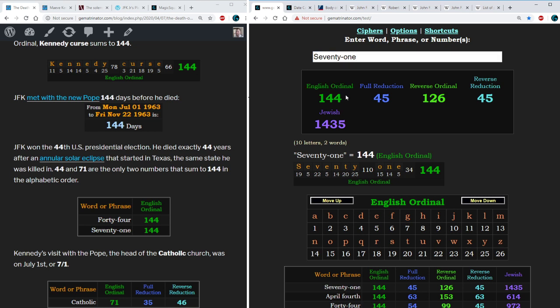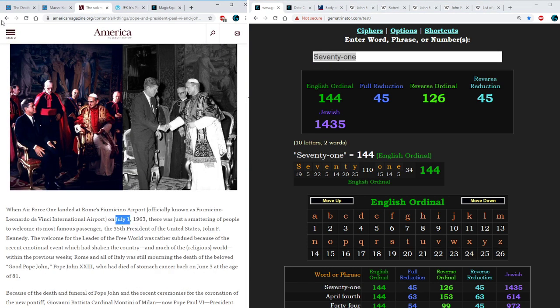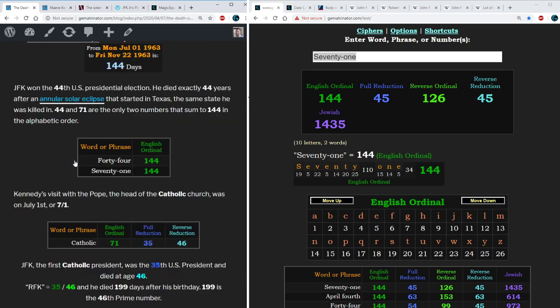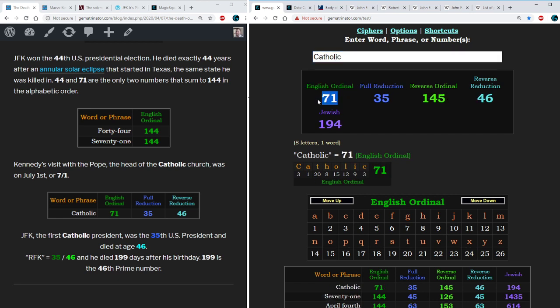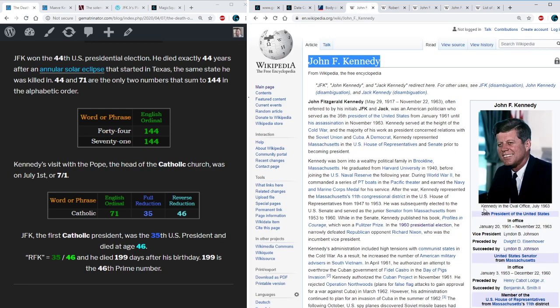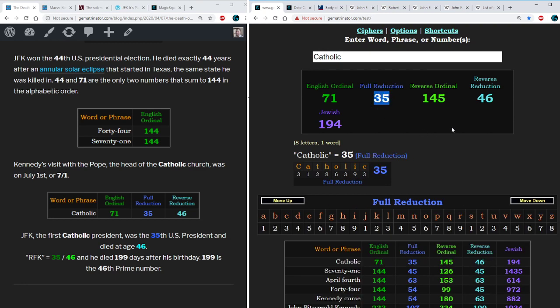There's only one other number that sums to 144 in the alphabetic order, and that's 71. And again, think about how JFK flew to Italy to meet the Pope on July 1st, the date written 7/1, 144 days before he died. In the alphabetic order, Catholic sums to 71. JFK was the first Catholic president. He was the 35th president. Catholic equals 35. And he would end up dying at the age of 46.